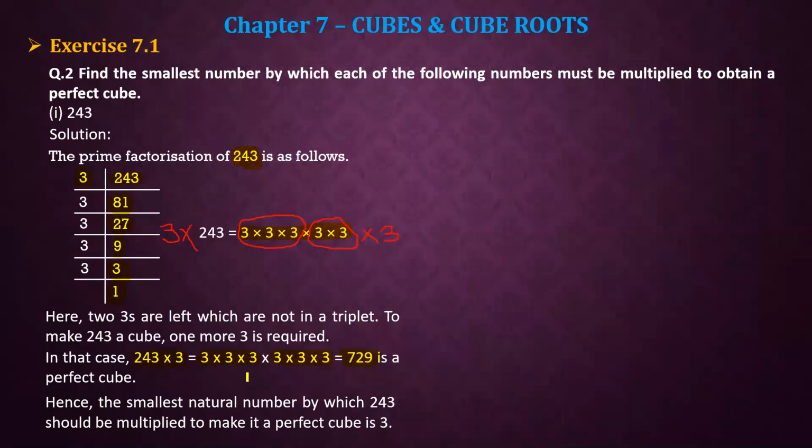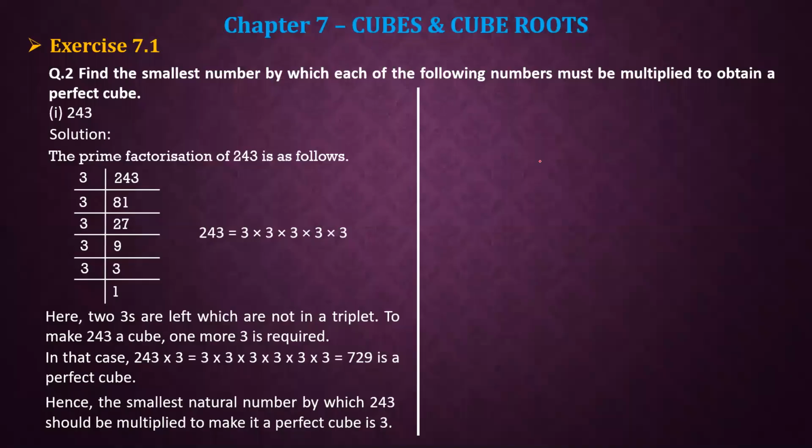By which smallest number are we going to multiply? By 3. Then 243 is converted into a perfect cube. In this way we can solve such examples, where we obtain the smallest number by which we multiply the given number to obtain a perfect cube.